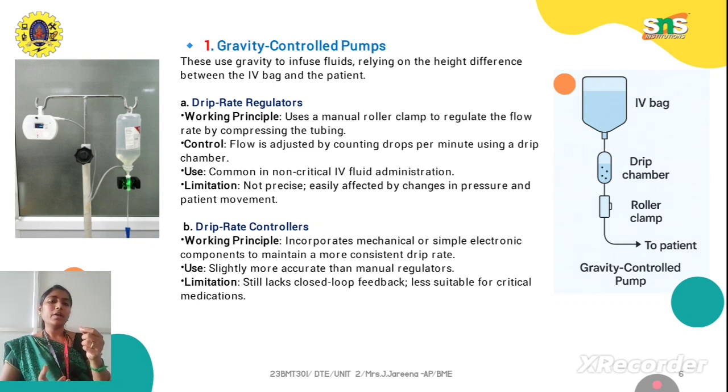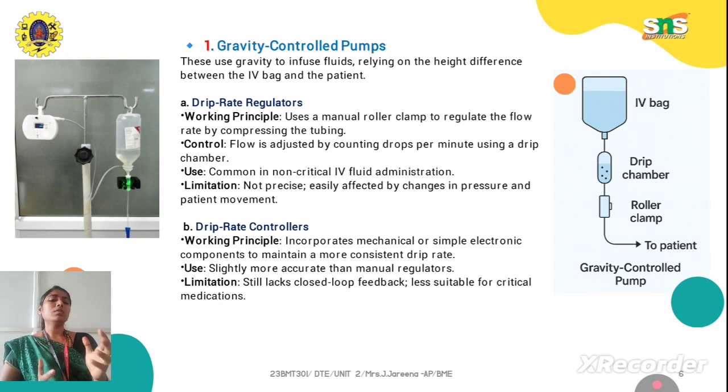We can reduce it: if we press the roller and reduce the size of the tube, the liquid flow also reduces. If we release the roller clamp back to the original position, the tube is free and the fluid flows fully. So with the help of the roller clamp we can easily adjust the fluid rate. That is what we can do in drip rate regulators. Other than that, we don't know the actual drops per minute.